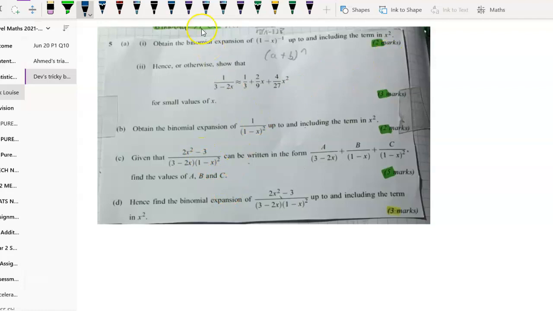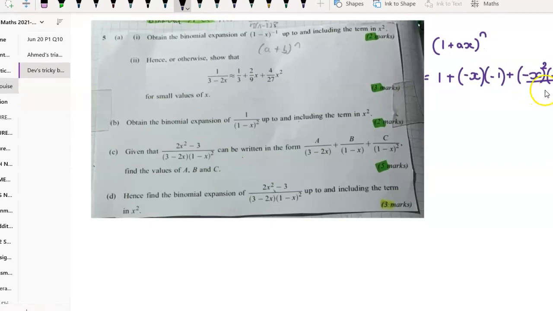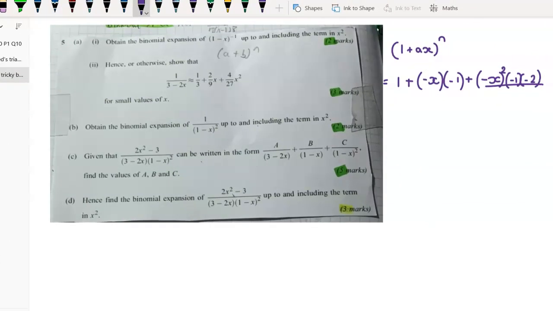So you're going to use the 1 plus nx formula, aren't you? The (1 plus ax) to the power n. Or is it? And that's 1 plus nx plus n(n minus 1) over 2 factorial, and so on. So we're going to have 1 plus (minus x) times minus 1, plus (minus x) squared times (minus 1) times (minus 2), and that's all over 2.